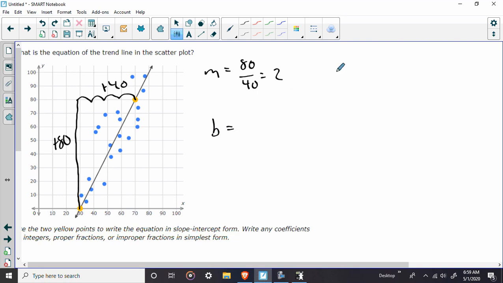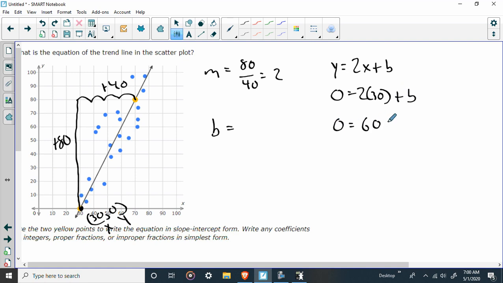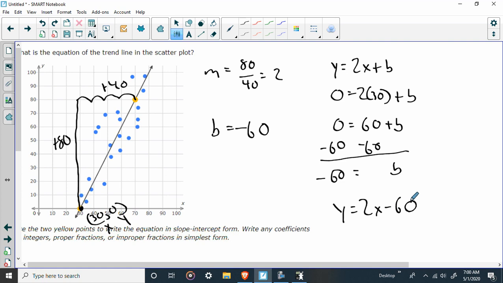Okay, and b, again, we know y is equal to 2x plus b. Use this point, 30, 0. Okay, so let's think about it. 0 is equal to 2 times 30. Again, x and y, x and y. Okay, so 0 is equal to 60 plus b, which means that b has to be negative 60, right? 60 minus 60 will make 0. Okay, so let's put it all together. y is equal to 2x minus 60.